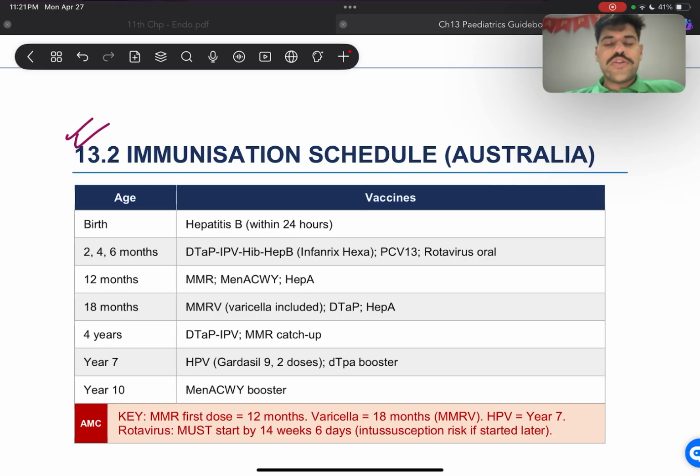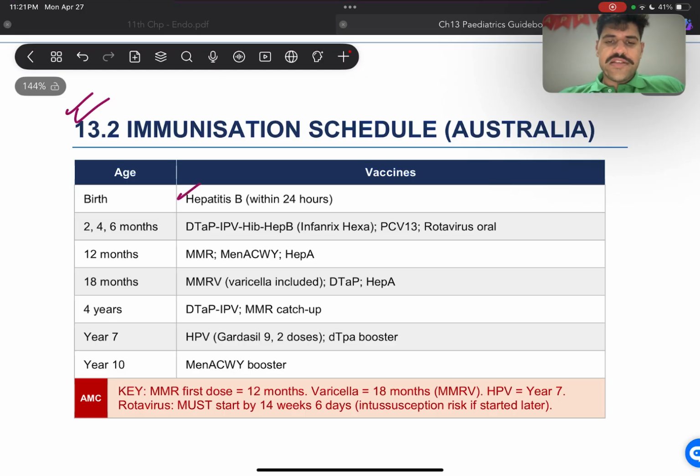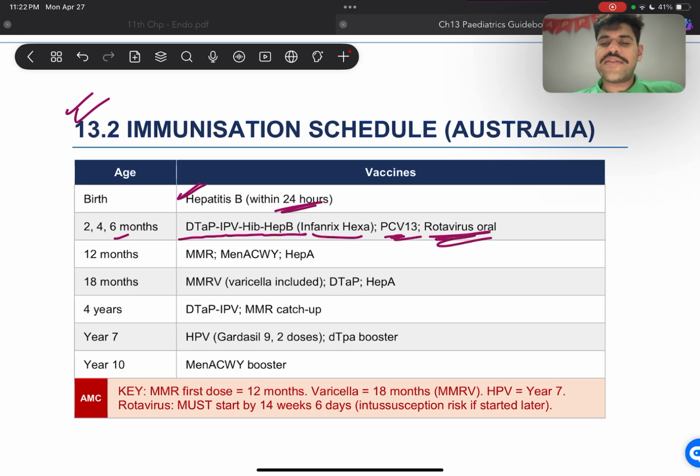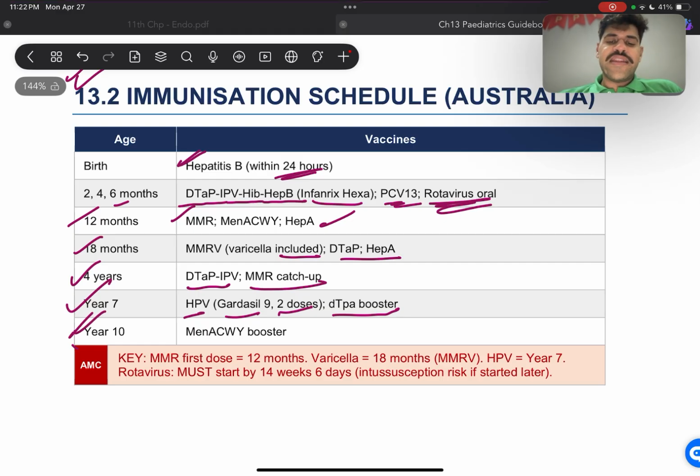So the immunization schedule is going to be different for ATSI and all the others in the country. All right. At birth, we'll have hepatitis B within 24 hours. At 2, 4, 6 months, we have DTPa, IPV, HIB, and Hep B (Infanrix Hexa), and PCV13, and the rotavirus oral vaccine. 12 months, we'll have MMR, Men ACWY, and Hep A. 18 months, we have MMRV, varicella included, DTPa and Hep A. 4 years, we have DTPa, IPV, MMR catch-up. Year 7, we have HPV, Gardasil 9 2 doses, and dTpa booster. All right, and year 10 we have Men ACWY booster.